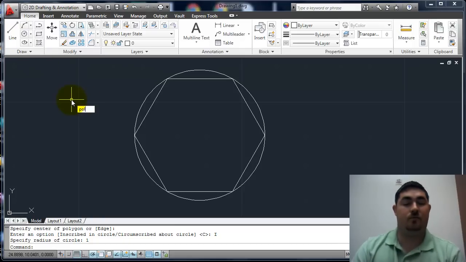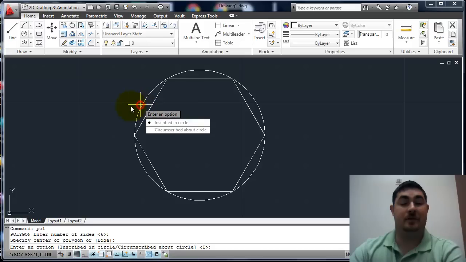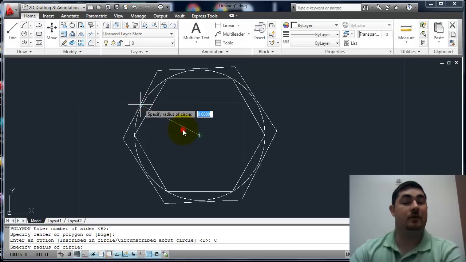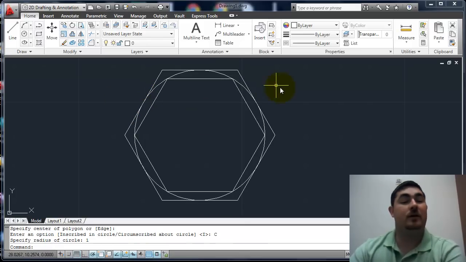If I did it with the alias POL, again 6 sides, pick the same center, and this time I do it circumscribed with the same radius of 1, you can see now the flat of the polygon is touching the circle. So inscribed means it's inside the circle. Circumscribed means it's outside the circle.